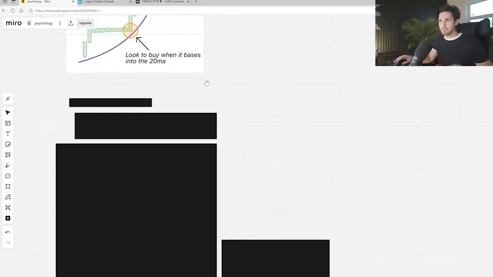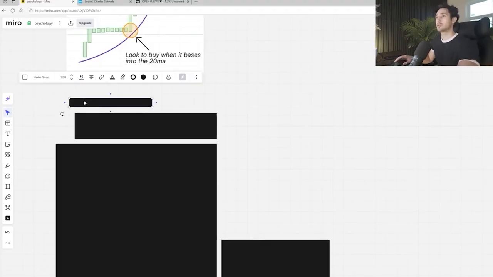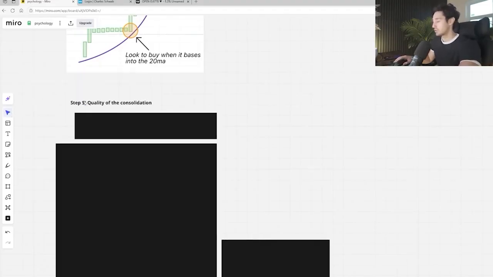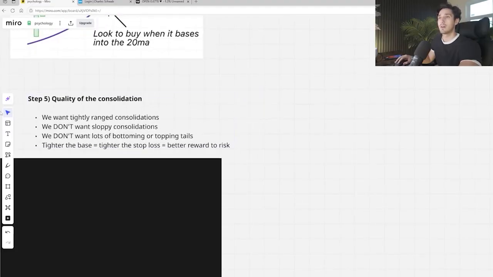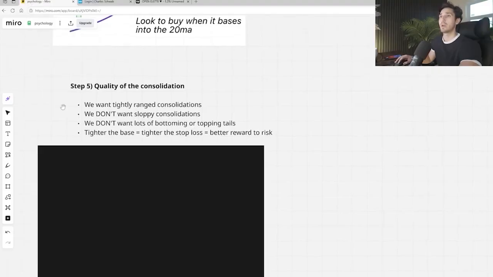Now, one extremely important factor when it comes to the base breakout or base breakdown is the quality of the consolidation. We want to see tightly ranged consolidations. We want to see them tight, almost like in a tight range. We don't want sloppy consolidations, and we don't want a lot of bottoming tails or topping tails. And I'll show you what that looks like in a second.